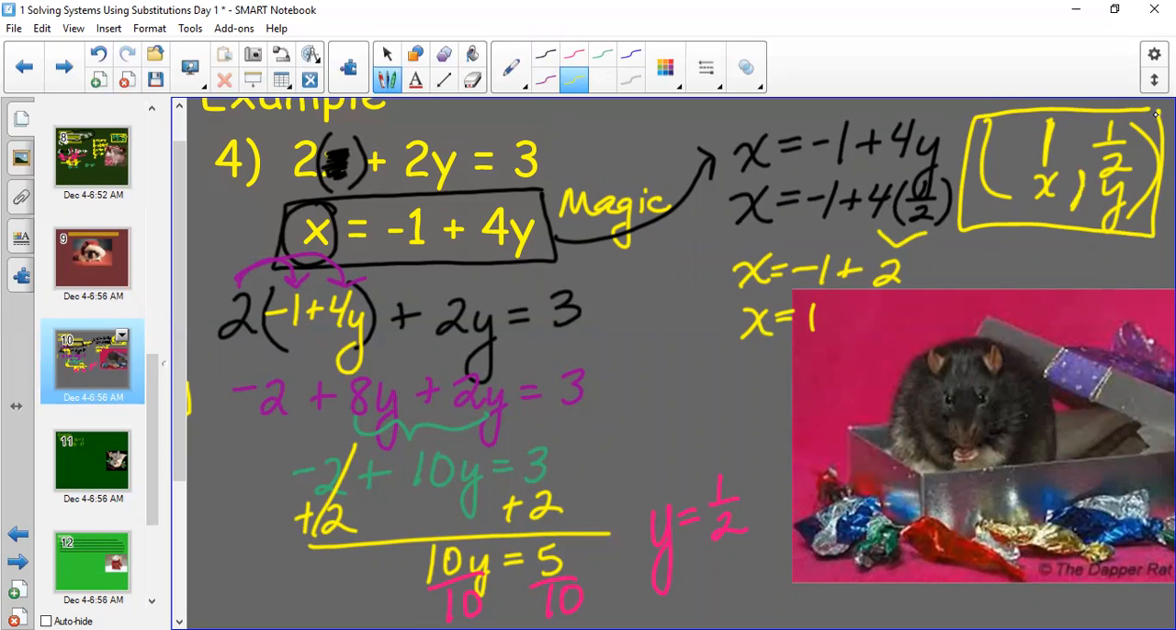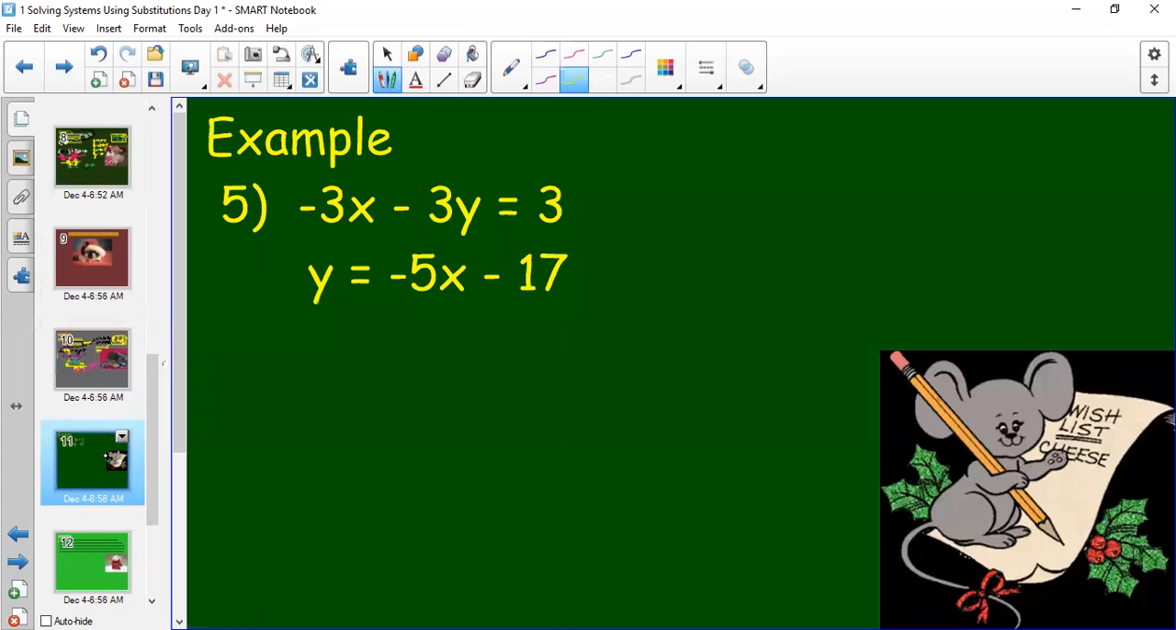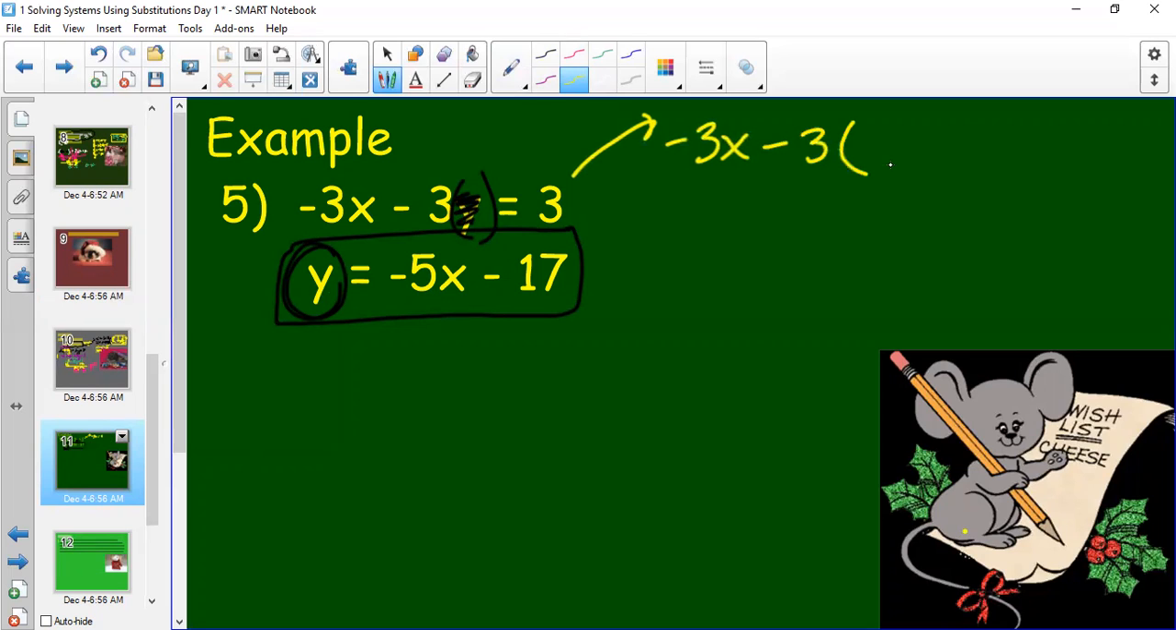All right, let's try one more similar to that one. Okay, find magic equation. In this case, it's the bottom one. Y is all by itself. So I'm going to go up to the other equation and cross out y and instead put parentheses. All right, so let's rewrite this. Negative 3x minus 3 parentheses equals 3. And in that parentheses, I'm going to put what y equals from the magic equation. So the magic equation said y equals negative 5x minus 17.